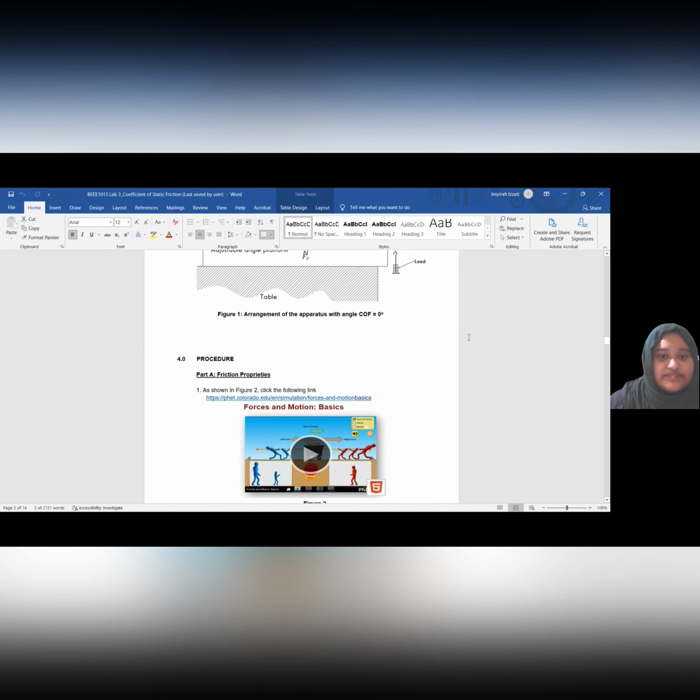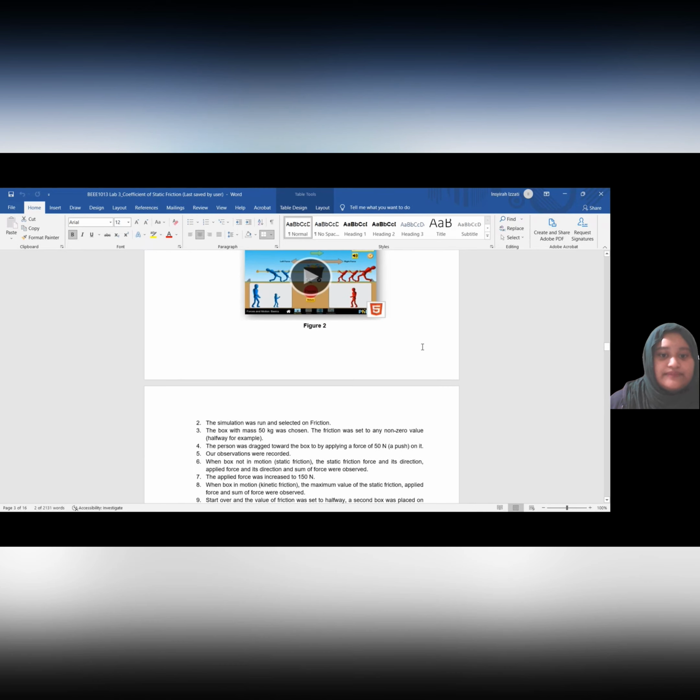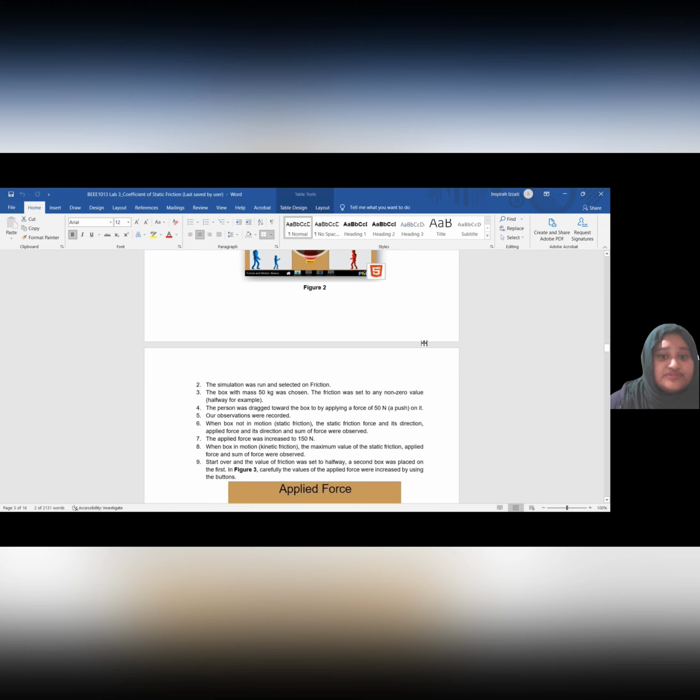This is the procedure. Part A, friction properties. Number 1, as shown in figure 2, click the following link. Number 2, the simulation was run and friction was selected. The box with a mass of 50 kg was chosen. The friction was set to any non-zero value. The person was dragged toward the box by applying a force of 50 Newton on it.